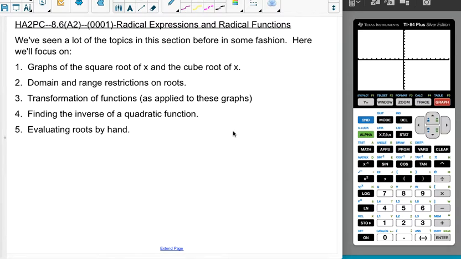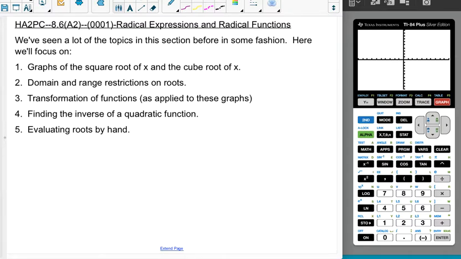Graphs of the square root and the cube root of x, domain and range restrictions on roots, transformation of functions, which we saw way back in Chapter 2 as it applies to these graphs, finding the inverse of a quadratic function, which we've seen a little bit of in 2.5, and evaluating roots by hand. So we've done some part of most of these before, but we're going to continue working on them and flesh out these topics a little bit.